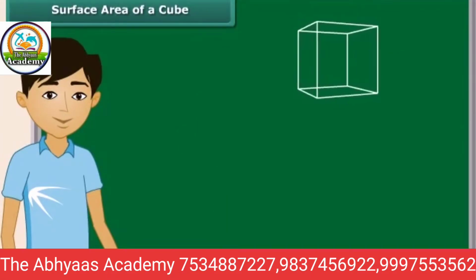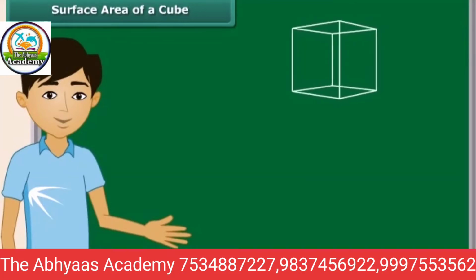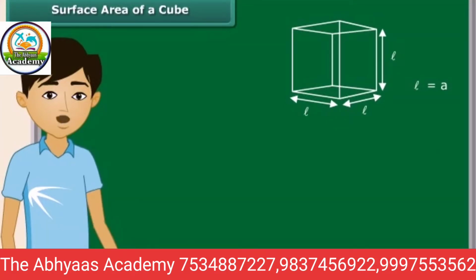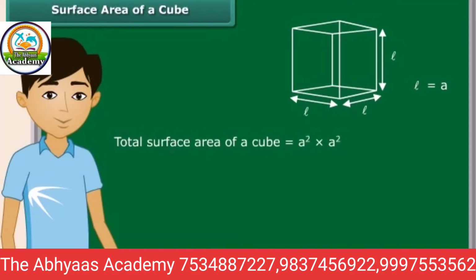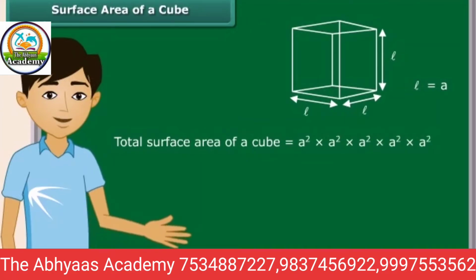Look at this cube. It is easy to see that the cube has 6 sides and each side is a square. Now to derive the formula of the surface area of a cube, let the length of one side be A. Since there are 6 sides, the total surface area is A square plus A square, six times, which is equal to 6A square.